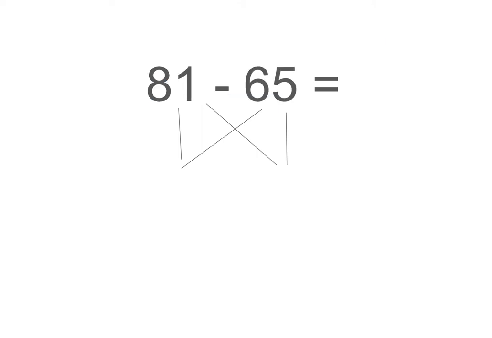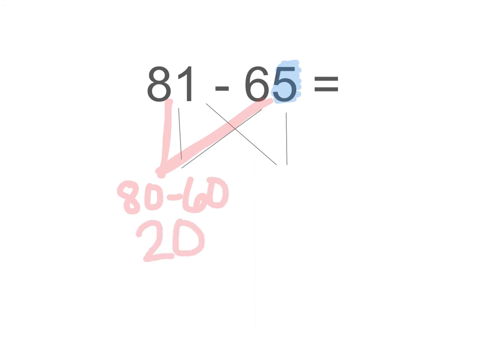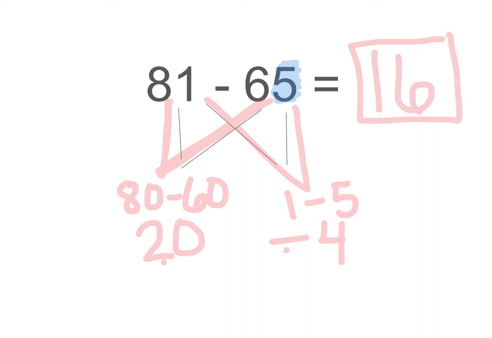81 minus 65. Notice our big digit is there. It's on the second number. So we're going to subtract our tens. 80 minus 60. Again, if your teacher wants you to write that below, or if it's easier for you and it helps you, write it there. 1 minus 5 is a negative 4. So 20 minus 4, using your partners, is 16.